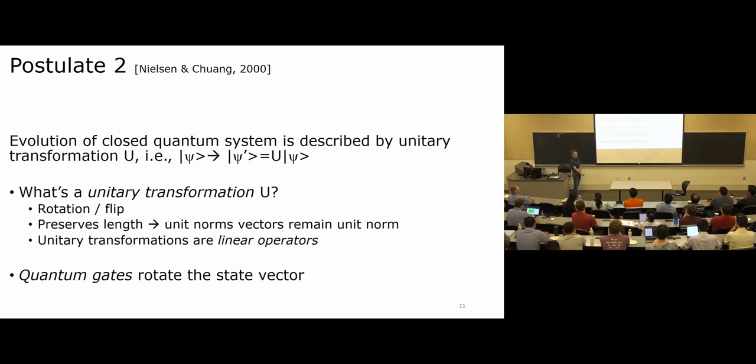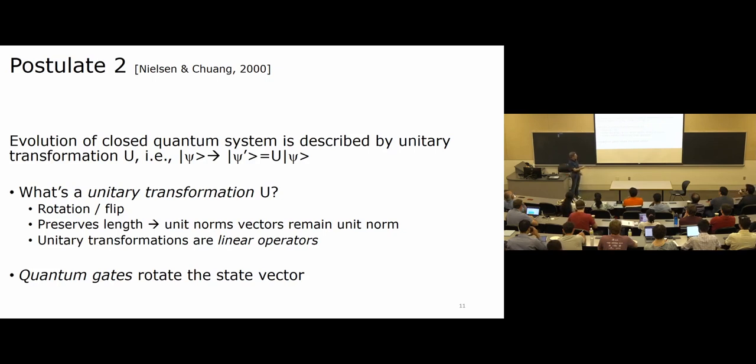If you have a closed quantum system, then it evolves through a unitary transformation with a matrix U, meaning that if currently your state is ket psi, then the new state, ket psi prime, is equal to the matrix U multiplied by ket psi. What is a unitary matrix U? Well, it's a matrix, so it needs to be a linear operator. That's pretty clear. But there's more than that. Unitary transformations preserve length. And recall that we're in an inner product space, so we have lengths.